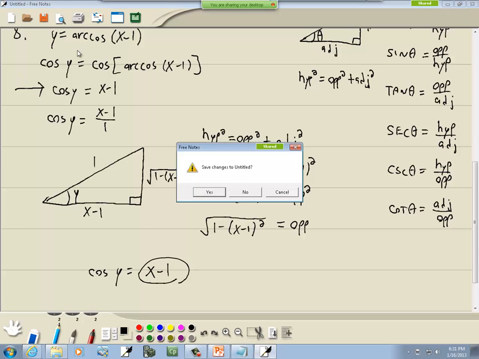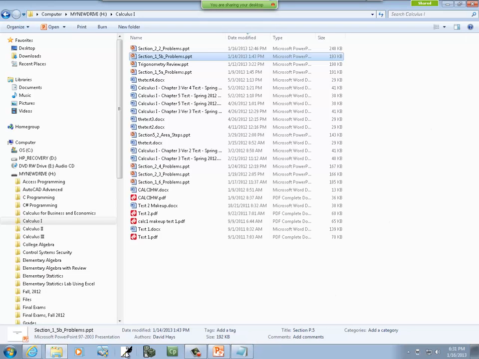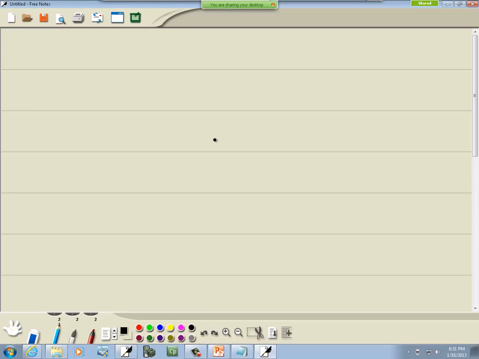I don't know why it flips me out of that every time I save it. And I'm not sure why it blows up, but let's get a new tablet going. There we go.